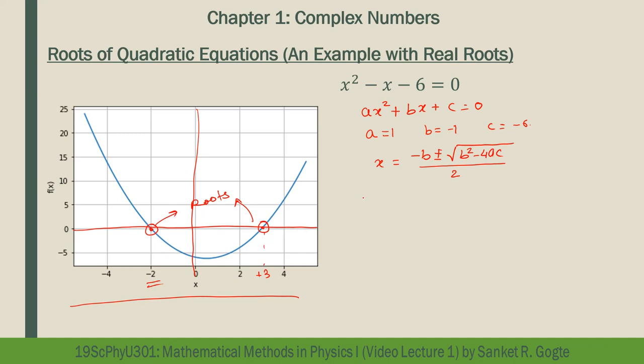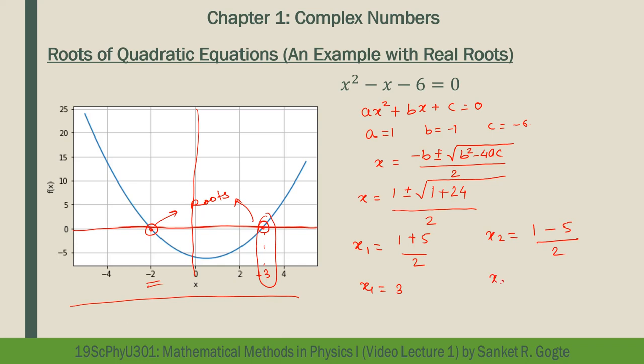So here now we will plug in the values of the coefficients. b is equal to minus 1, so we get 1 plus or minus square root of b square, which is 1, minus 4ac, which is 4 into 1 into minus 6, so this is plus 24, and this is divided by 2. So the two roots are x1, the first root, which is 1 plus square root of 25, which is 5, divided by 2. So x1 is equal to 3, which we can see here. The second root, x2, is 1 minus 5 divided by 2, so x2 is equal to minus 2, which is this root.